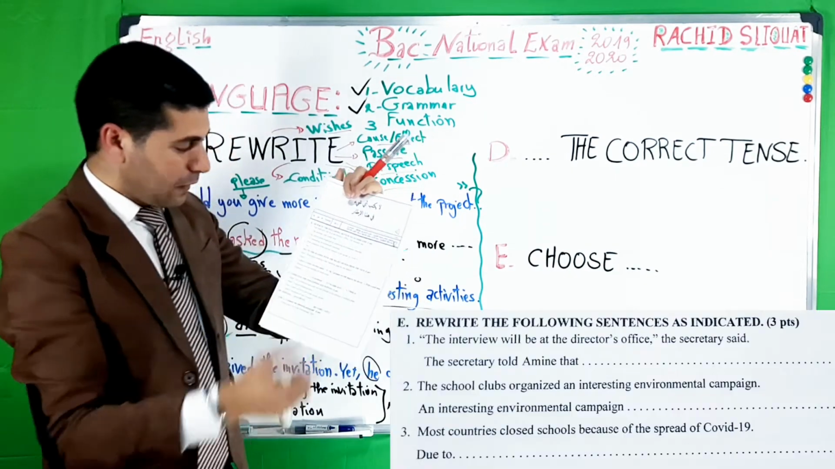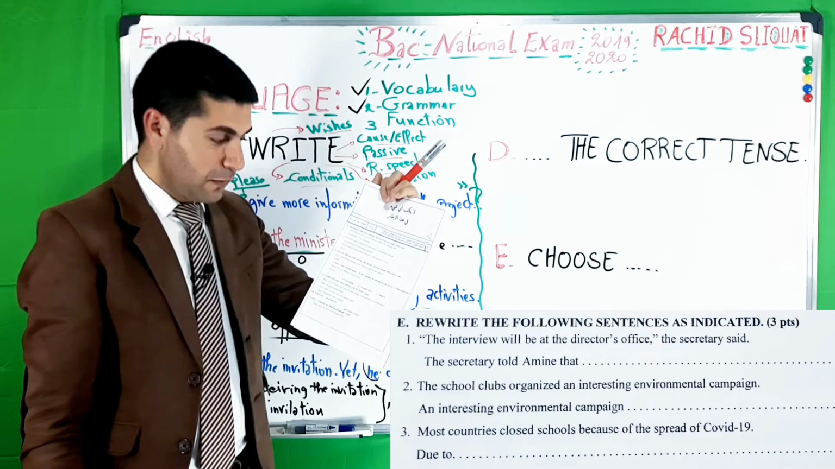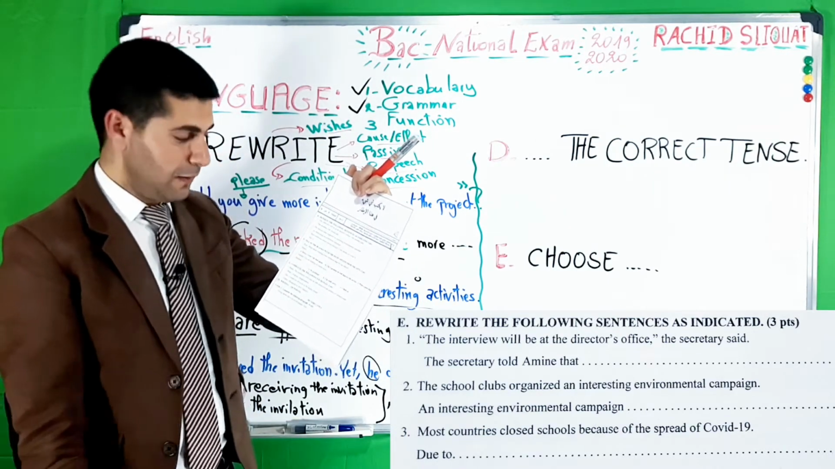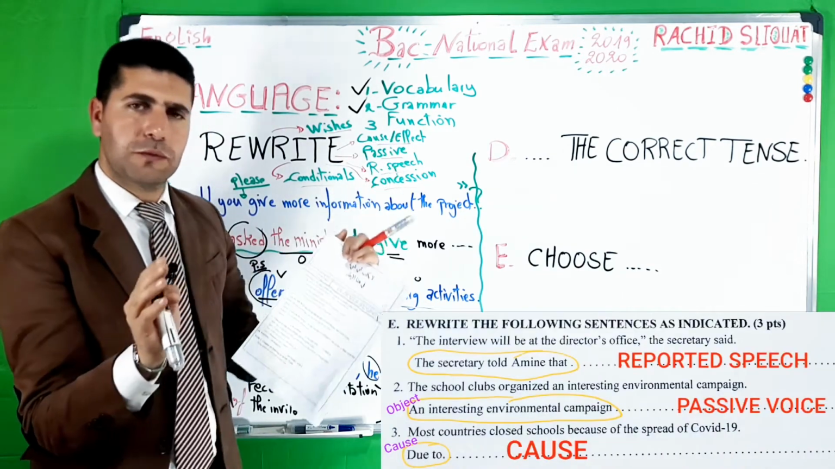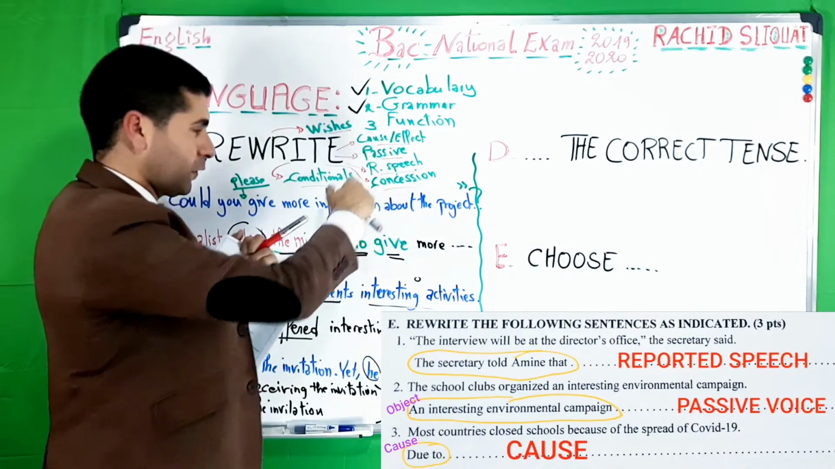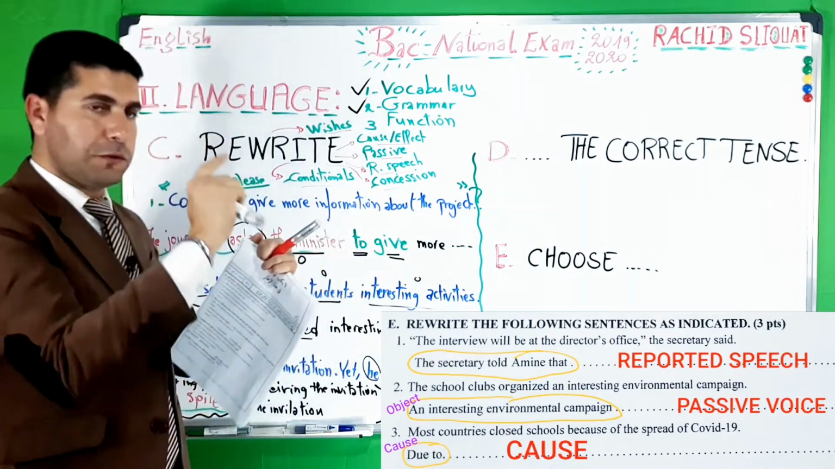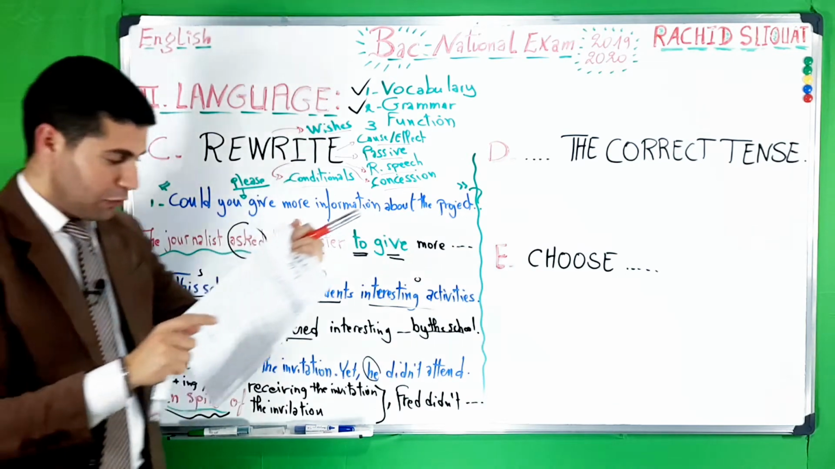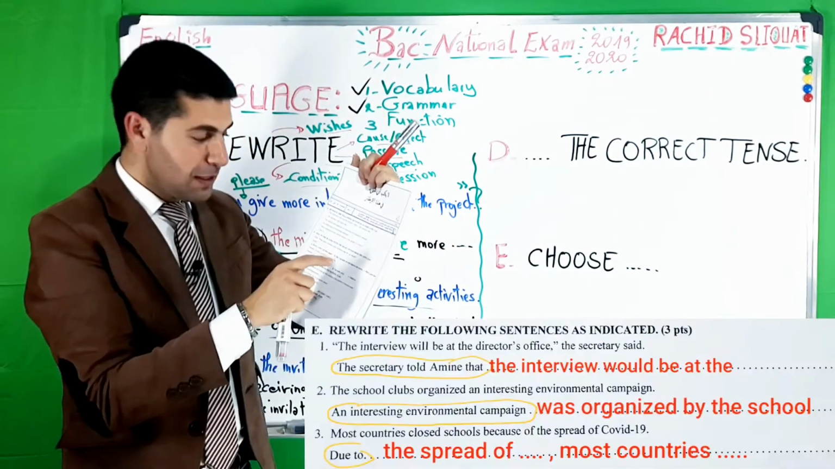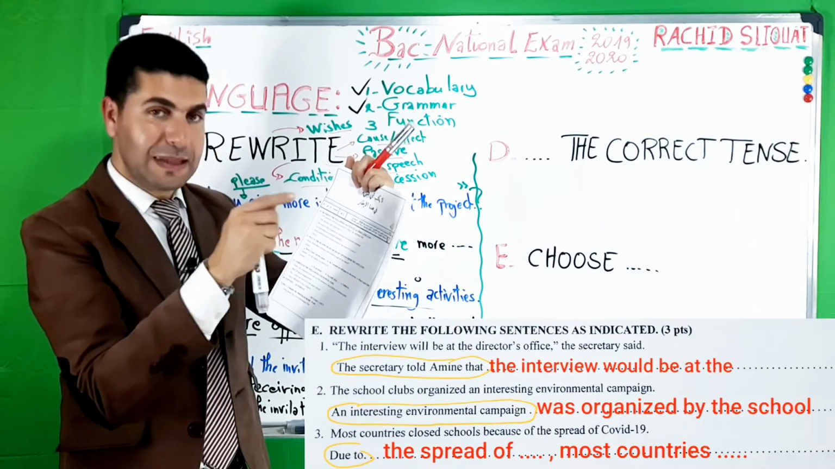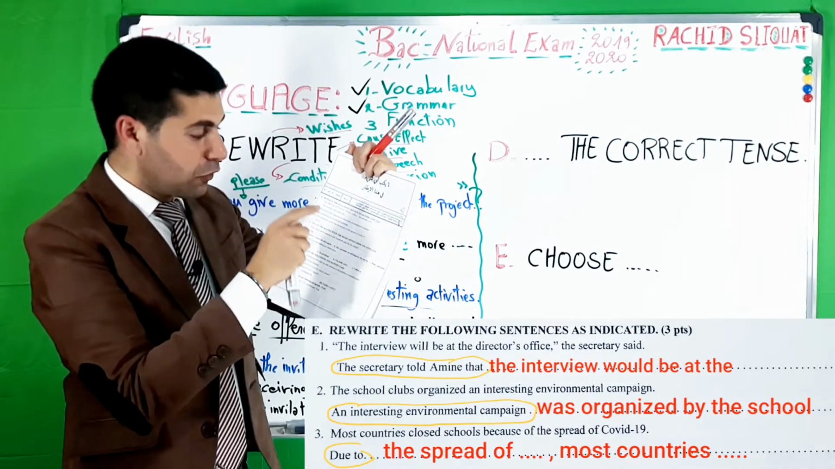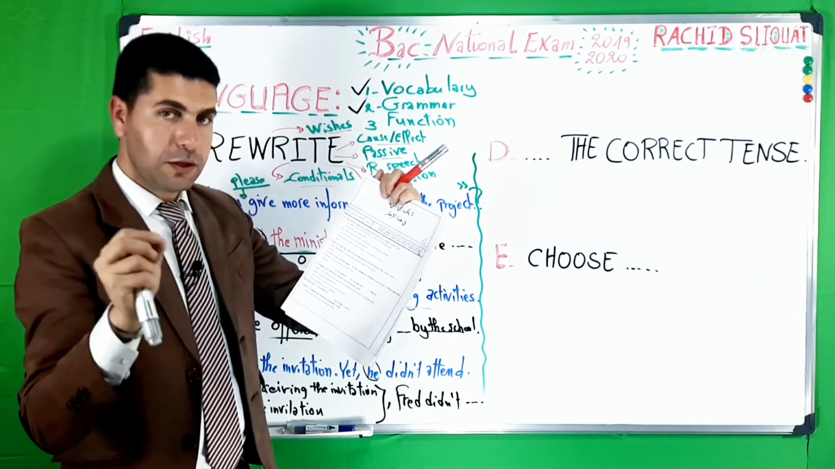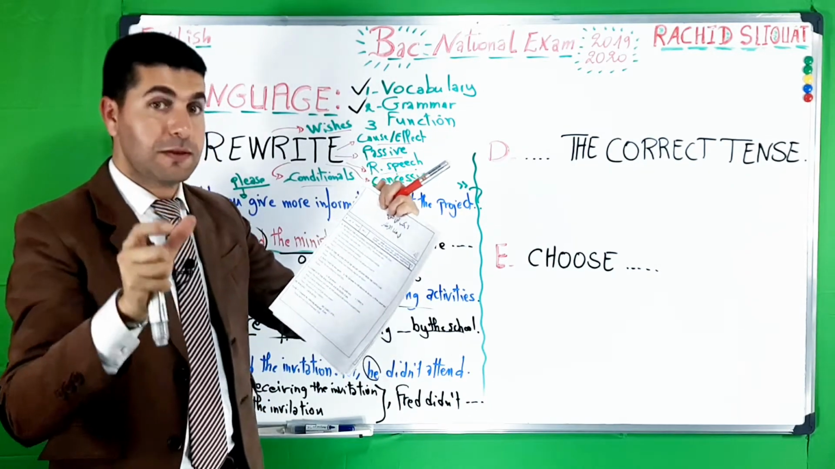All right, most countries close schools because of the spread of COVID-19. Now here we have due to. Due to is for what? Due to is very simply for cause. So it is followed by cause. And also I told you that due to is also plus ing or noun. So what can we say here? Due to the spread of COVID-19, comma, most countries closed schools. All right. Due to the spread of COVID-19, the spread, noun, due to the spread, noun.